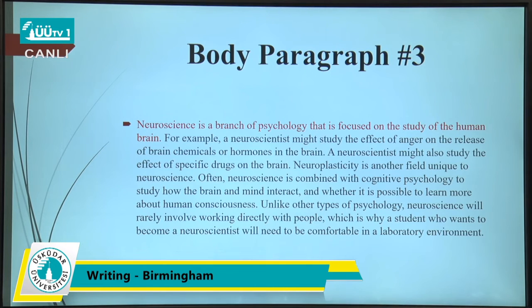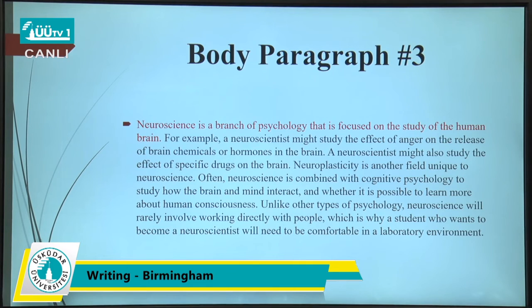Neuroplasticity is another field unique to neuroscience. Often neuroscience is combined with cognitive psychology to study how the brain and mind interact, and whether it is possible to learn more about human consciousness. Unlike other types of psychology, neuroscience does not involve working directly with people, which is why a student who wants to become a neuroscientist will need to be comfortable in a laboratory environment. So, as you can see here, we have the topic, then we have some examples, and we defined it.